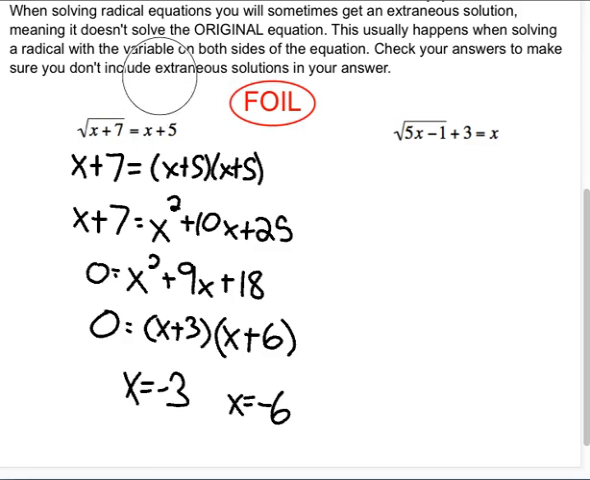Because we can't let a radical equal a negative number. Okay, that's something we talked about way back in Expo. A radical will never be able to equal a negative number.